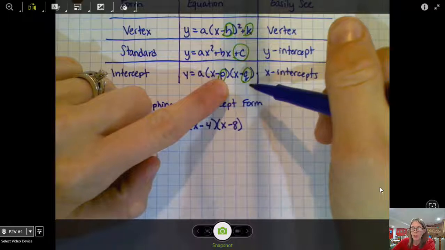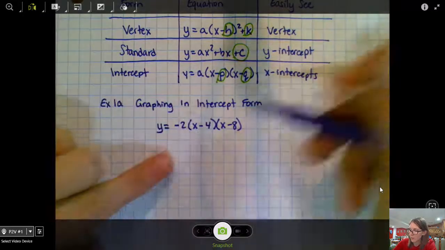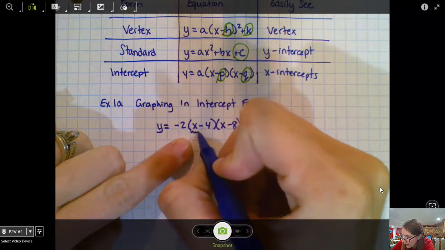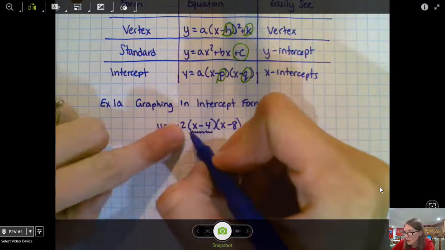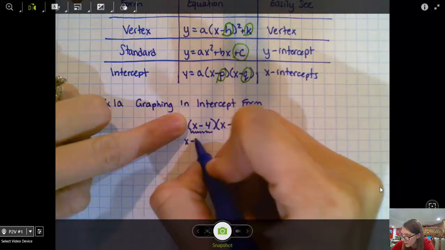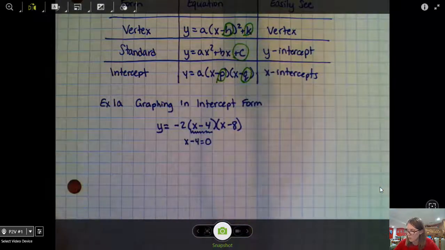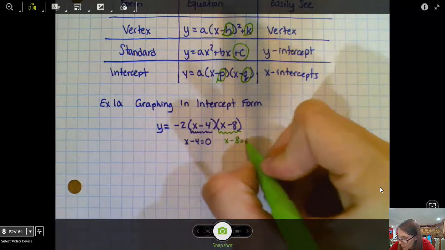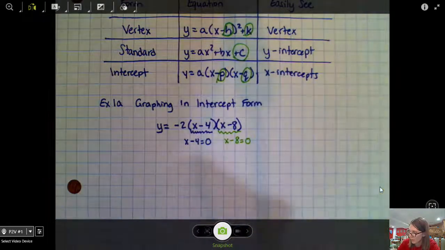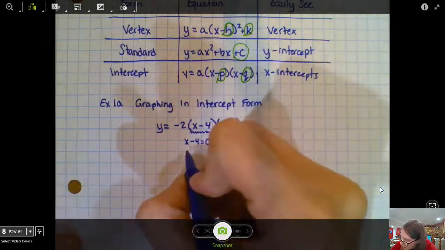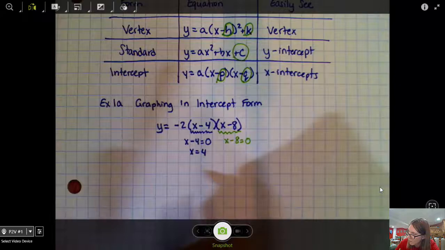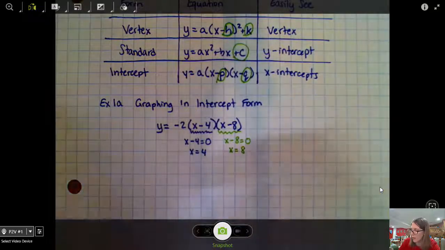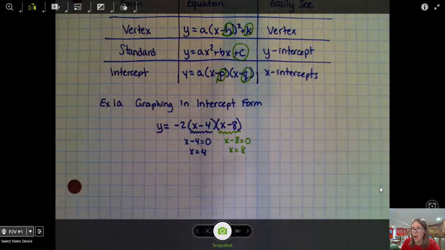This p value and q value tell us our x-intercepts. Or better yet, our x-intercepts happen when each factor equals 0. So we have an x-intercept when x minus 4 equals 0, and we have an x-intercept when x minus 8 equals 0. Okay. Then we can add 4 to each side, add 8 to each side here. These are our x-intercepts. These are where our parabola is going to cross our x-axis.